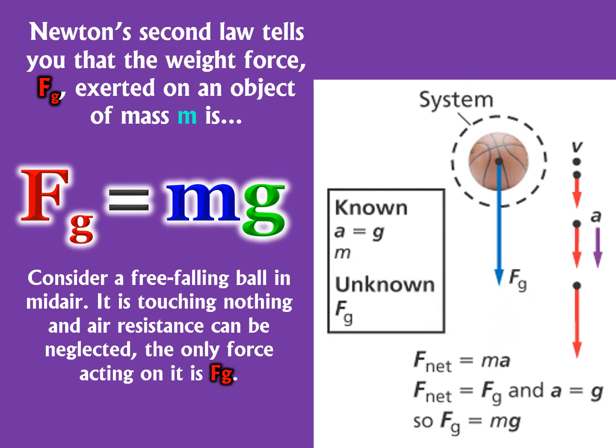So we use this calculation all the time. This is really from Newton's second law. It's a variation on Newton's second law that the weight force, or Fg, the force of gravity exerted on an object, is the mass times little g.